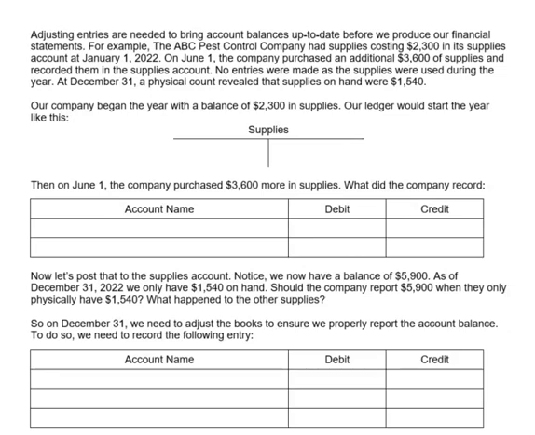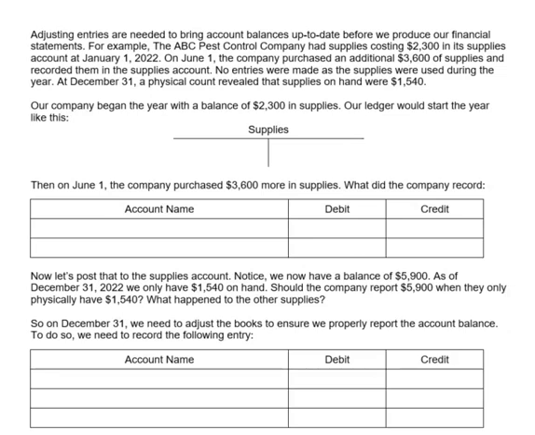Which makes sense. Think about it. If you go to a supply closet and grab a pencil, do you want someone having to track every single pencil that comes in and out of the supply closet every single day? Absolutely not. That's not time conducive. It would cost a lot of money to have someone just sit there and monitor supplies all day long. So what we do is, at the end of the period, we go in and count and see what we have. So at December 31st, a physical count revealed that supplies on hand were $1,540.